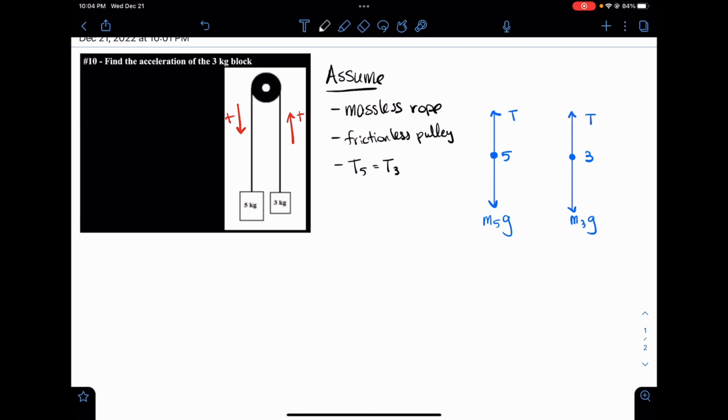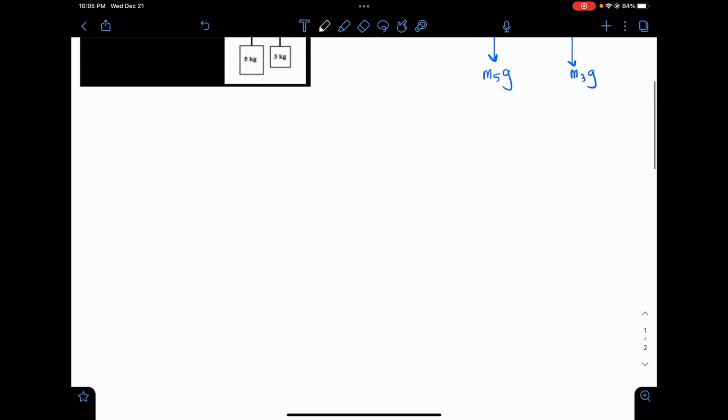That's the definition of tension around a pulley. As long as the rope's not broken, stretching, or slipping or anything like that, the tension is equal on both sides of the pulley. So next we're just going to do our Newton's second law equations. So this is for the 3 kilogram block.